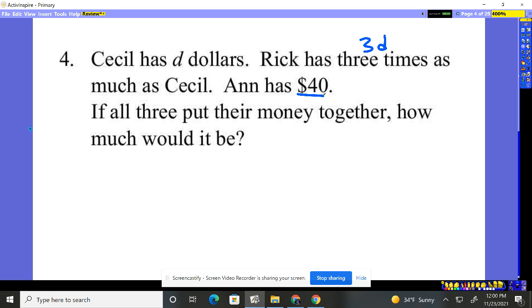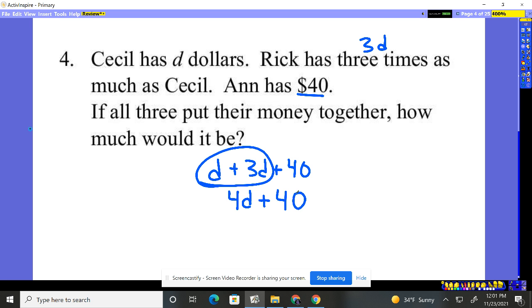If all three put their money together, how much would it be? Well, here's Cecil's amount, plus here's Rick's amount, plus here's Ann's amount, 40. So there you have it. However, please note, these go together. So the best way to write the answer is they would have altogether 4D plus 40.